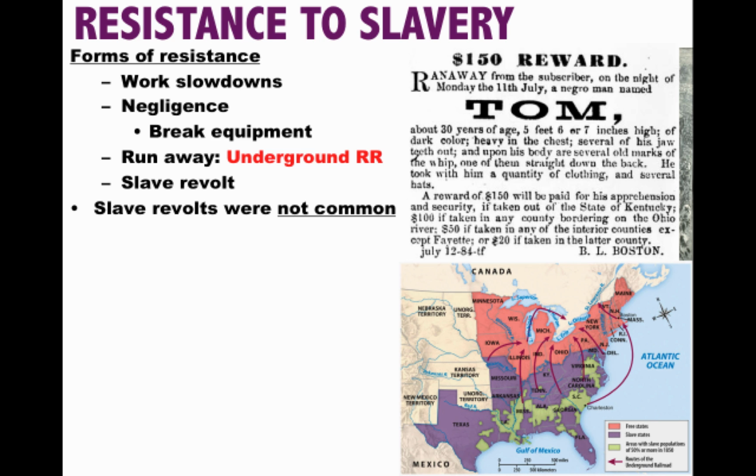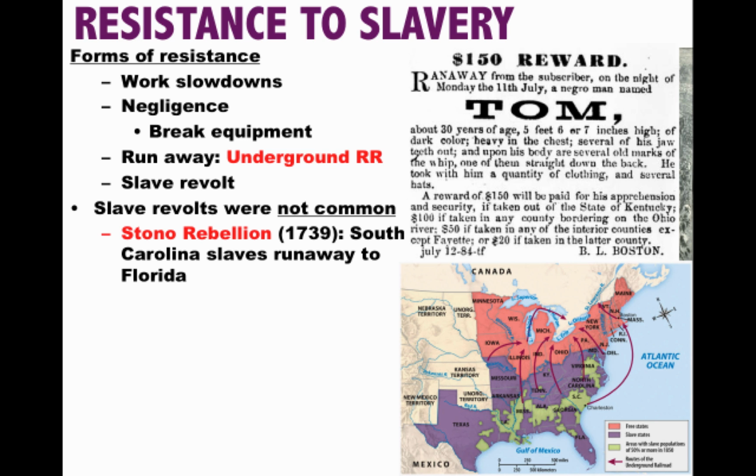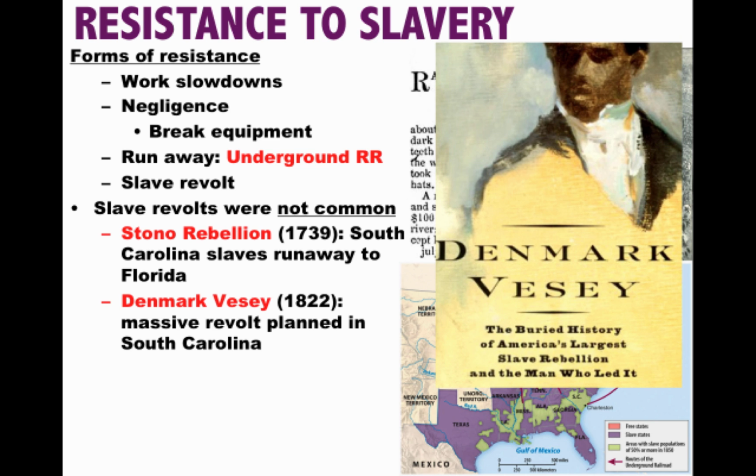Slave revolts were not uncommon, though they rarely succeeded, for a number of reasons. Whites had the weapons. African Americans lacked allies in the South. But there were some. During colonial times, the biggest rebellion took place in 1739 in South Carolina as slaves tried to run away to Florida, and a number of whites and slaves were killed during the Stono Rebellion. It was eventually put down, with further restrictions put upon slaves in South Carolina and other colonies.